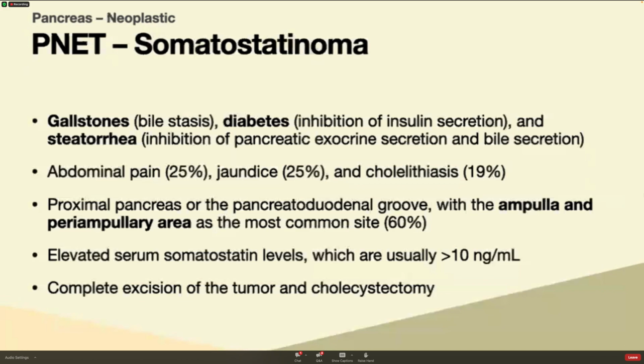For somatostatinoma, usually in the test question, there's presence of gallstones, diabetes, and steatorrhea. So for the treatment of this, in the NCCN, there's no separate algorithm, but it's the same as in non-functional PNET. Well, in Schwartz, it was just mentioned to do complete excision of the tumor and cholecystectomy.